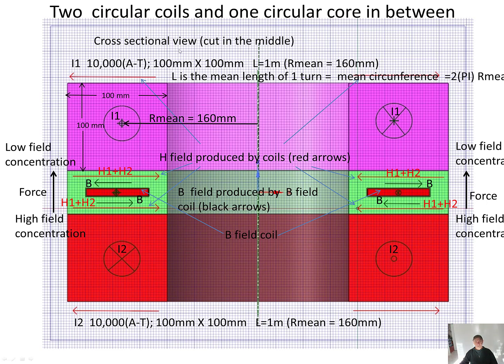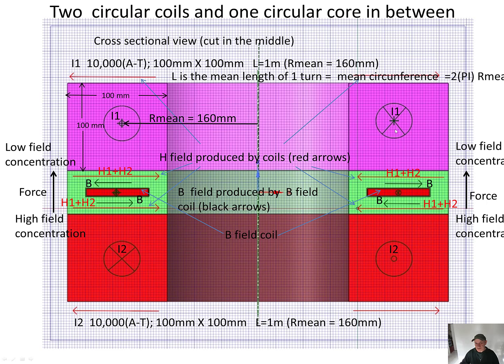The cross-sectional view is cut in the middle. So you can see that the width and the height is 100 millimeters. The mean radius is 160 millimeters. And the H field produced by the coils are the red arrows. The coil here is flowing out of the page, so it produces an H field. Both of them produce an H field, H1 plus H2, going from left to right on both sides of the core. But the B field produced by the B field coil in the middle goes from right to left on top, from left to right on the bottom. So here is a low concentration, here is a high concentration, so the force is from down to top.